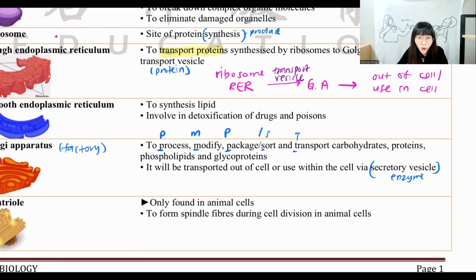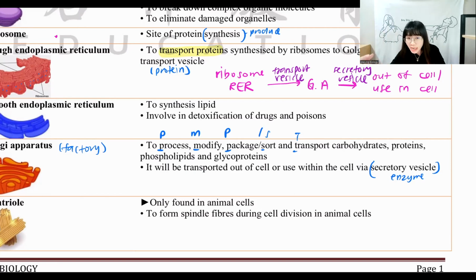Transport vesicle. Golgi apparatus, you have to know this is a secretory vesicle. So the vesicle has to be correct, guys. You cannot be either random vesicle. You have to be transport vesicle from rough ER to Golgi apparatus. From the Golgi apparatus, out of the cell or used within the cell is called secretory vesicle, and they have different content.